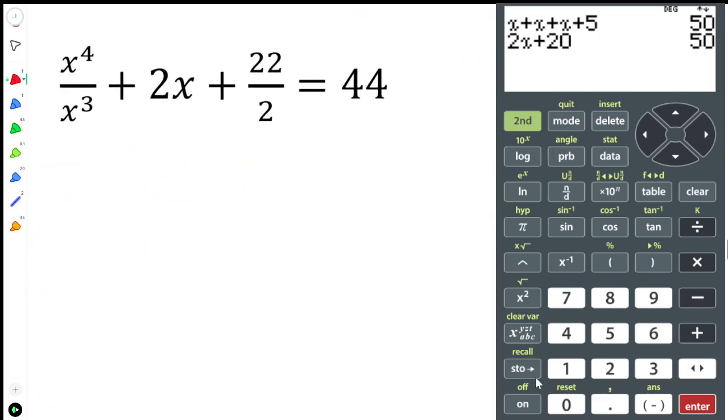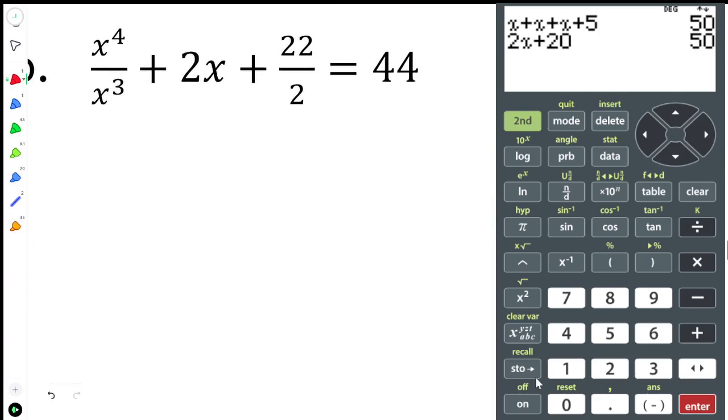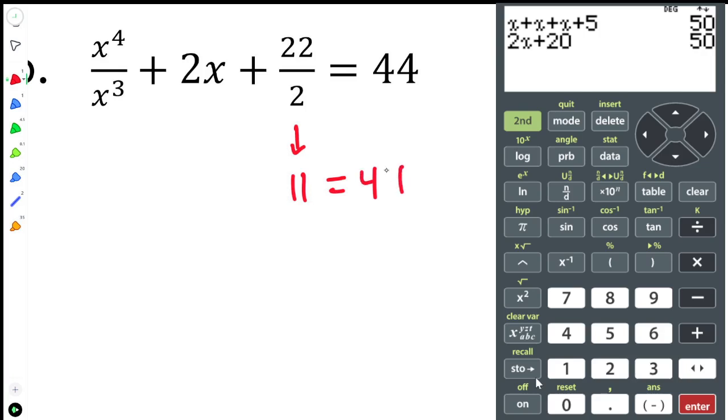And then the final one right here is a good example of why it's nice to rewrite things. So one of the things I could do as a rewrite is this 22 divided by 2, that's just the number 11, right? So why make it look like a fraction? Let's just rewrite that as 11.